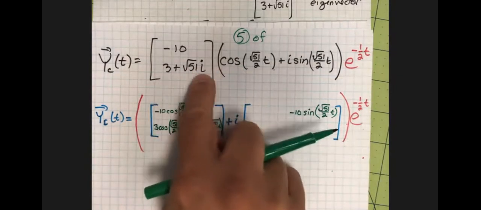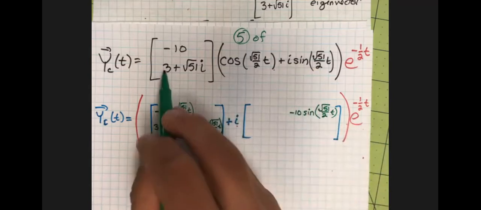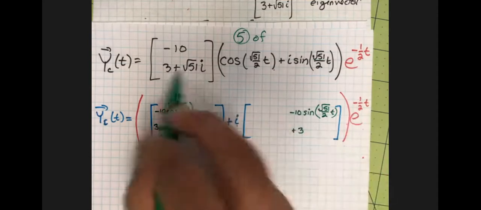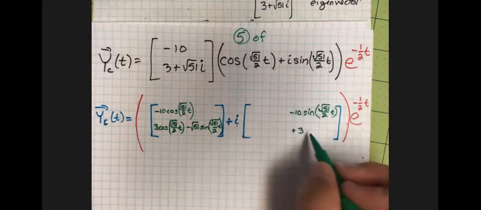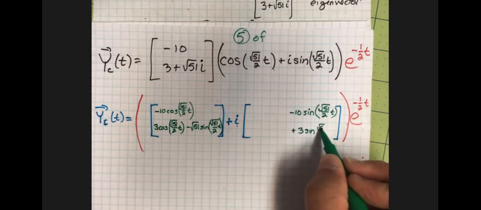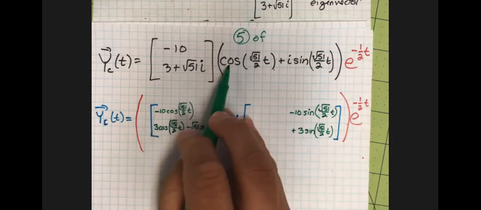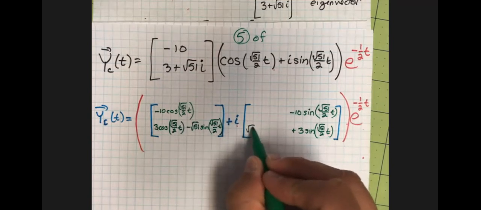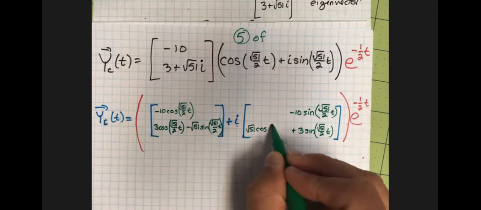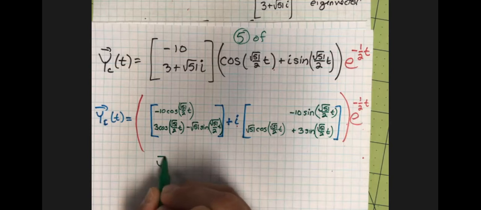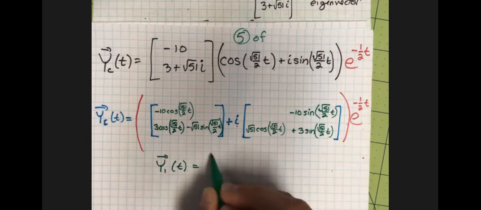3 times cos, root 51 I times I sine. And then with the I will be 3 times sine, positive 3 times positive I sine. But here's the I: 3 times sine root 51 over 2 t. And root 51 I striking the cosine gives me a root 51 I cos. Here's the I: root 51 cosine root 51 over 2 t. Wow, what a mess. It's a mess, but I now have two independent real solutions.